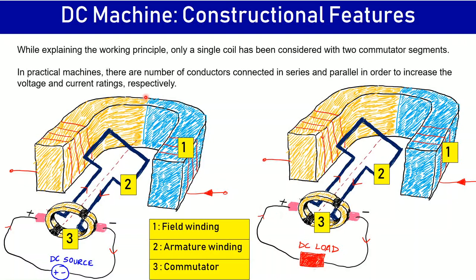While explaining the working principle, we took help of a single coil, and the commutator had only two segments. But in practical machines, the number of conductors will be large. They will be connected in series and parallel so as to increase the voltage and current rating of the armature winding. Therefore, the commutator will also have a number of segments depending on the number of conductors.